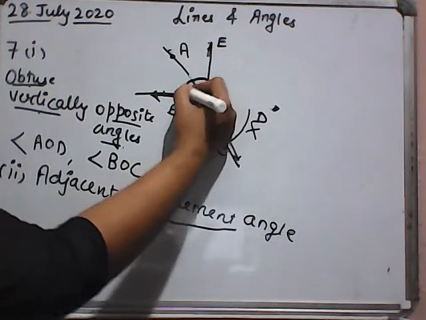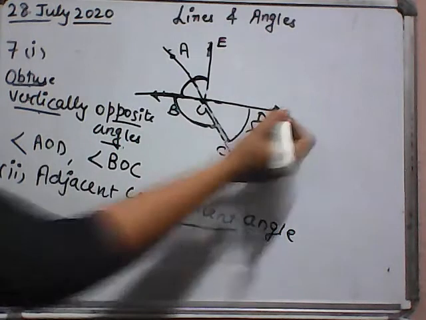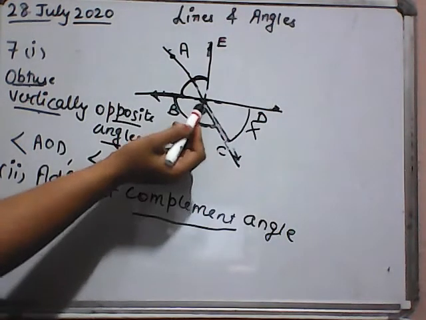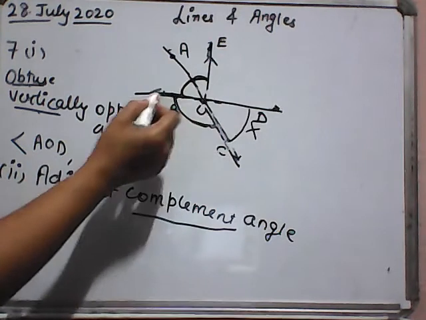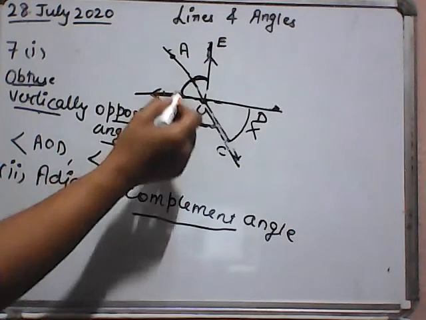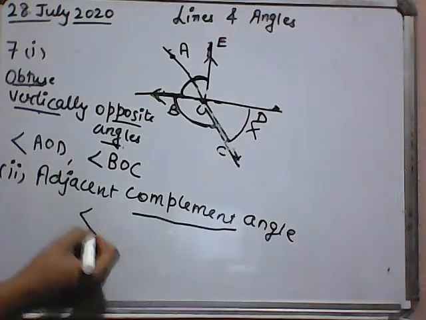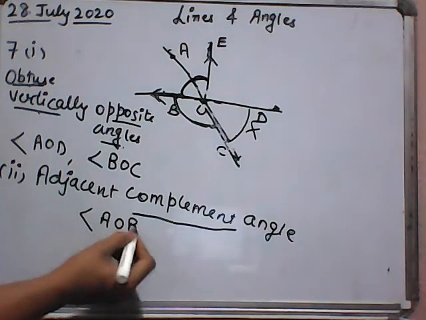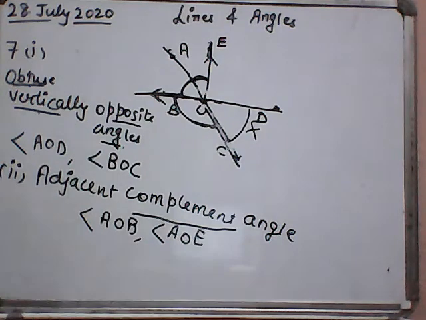These two angles are adjacent angles as they have a common vertex O. They have a common arm OA. Non-common arms are on the opposite sides of the common arm, and the sum of these two angles is 90 degrees. So we can say angle AOB and angle AOE are adjacent complementary angles. These two angles are adjacent as well as their sum is 90 degrees.